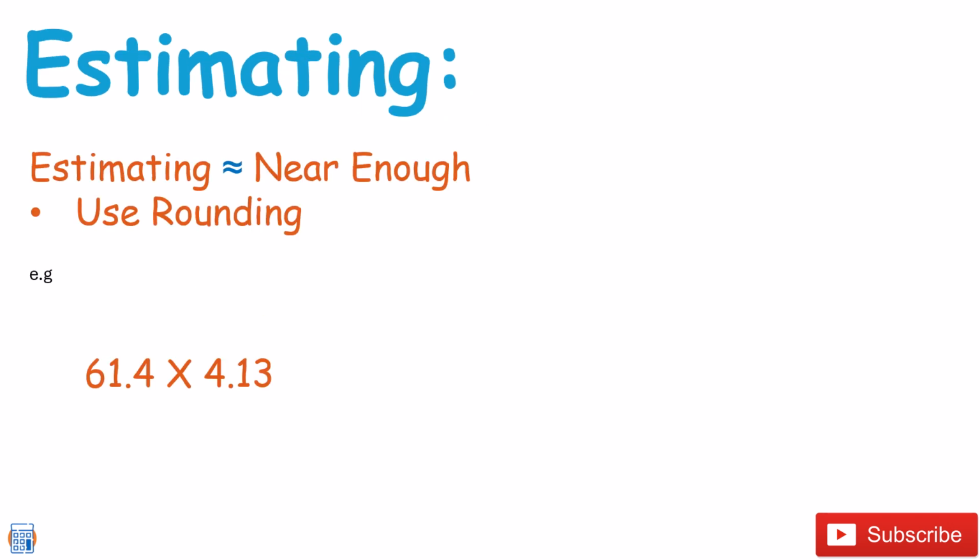Moving on to estimating, I like to think of it as just it's near enough. You use those rounding skills from before. So if I give you this here, 61.4 times 4.13, and I said, in your head right now, work out this number, I don't know about you, but I cannot physically and mentally do that in my head. It's crazy. So just to make it easier, especially on a non-calculator paper, as an example, you can round both these numbers down. So if we do, for example, 60 times 4, you'll get 240.